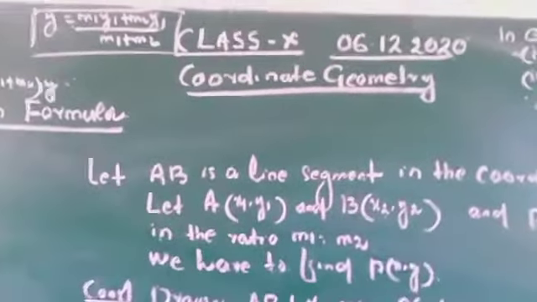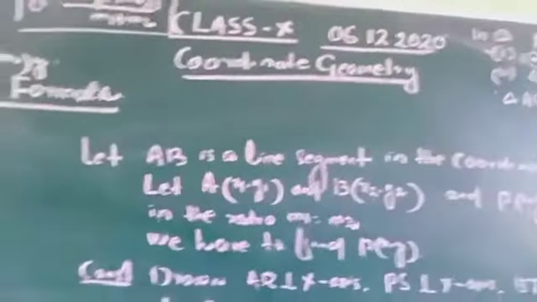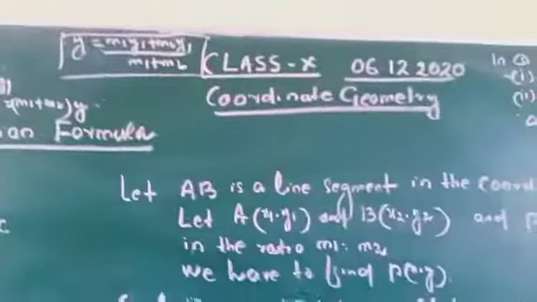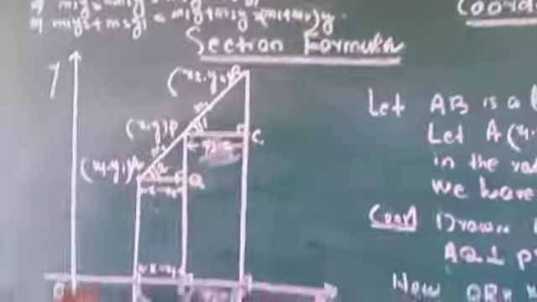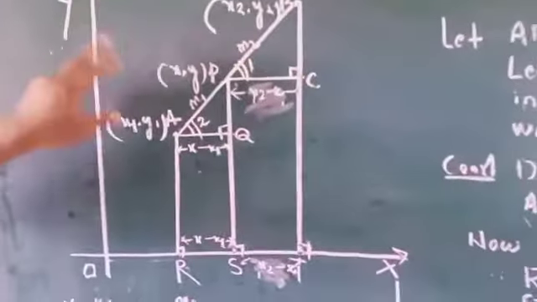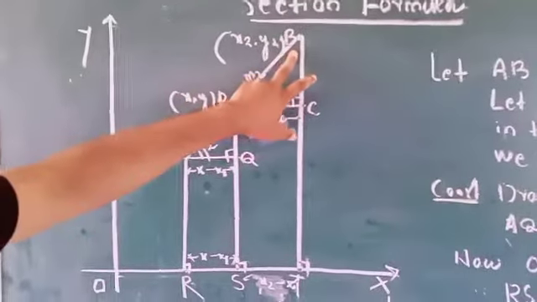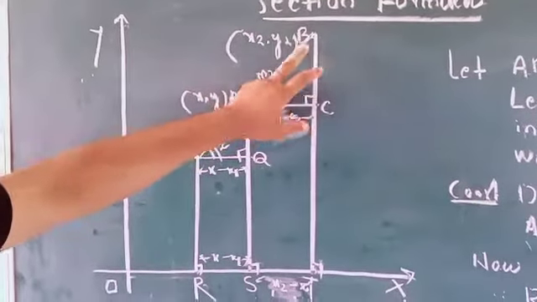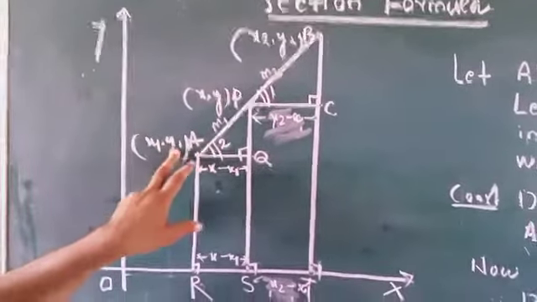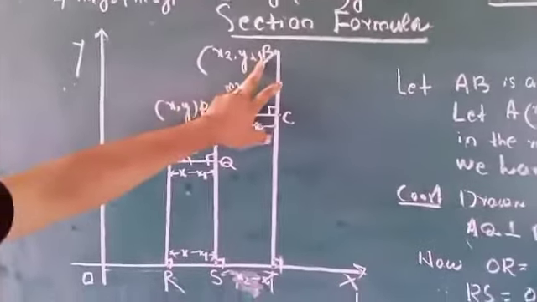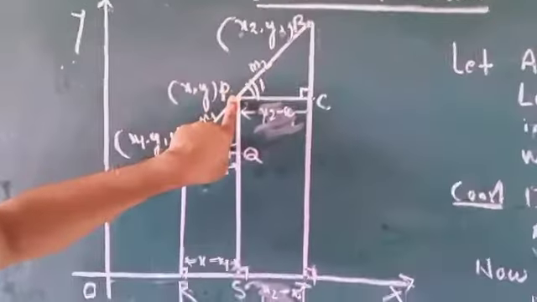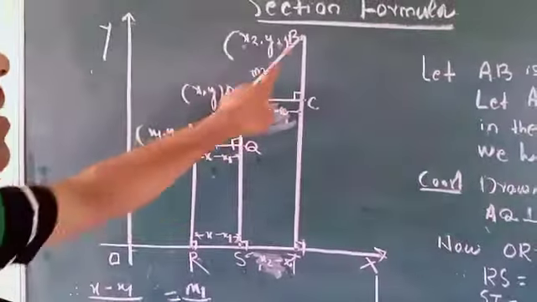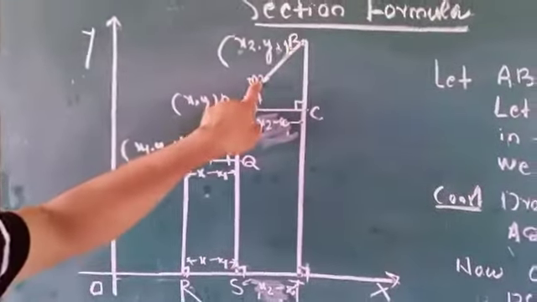Good morning children, class 10, we are discussing coordinate geometry and today I will explain to you the derivation of the section formula. So you see, XOY is a plane, AB is a line segment where the coordinate of A is (x1, y1) and the coordinate of B is (x2, y2), and P is a point which divides AB in the ratio m1 is to m2.